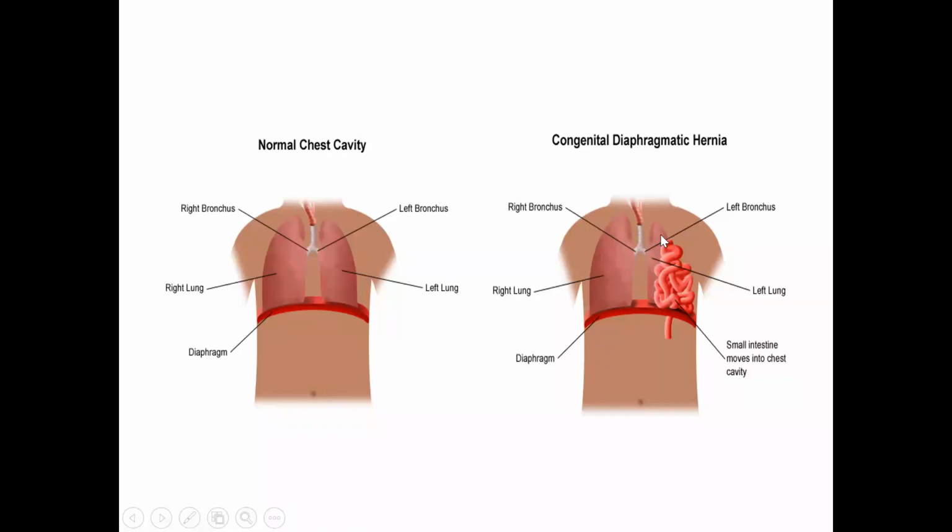What will happen during the intrauterine period? For the lung development, there is the canalicular stage and the saccular stage. There are two stages of lung development. Most of the canalicular stage will occur in very early pregnancy. So if diaphragmatic hernia occurs in very early pregnancy, the canalicular stage will not occur. So that has a poor prognosis.